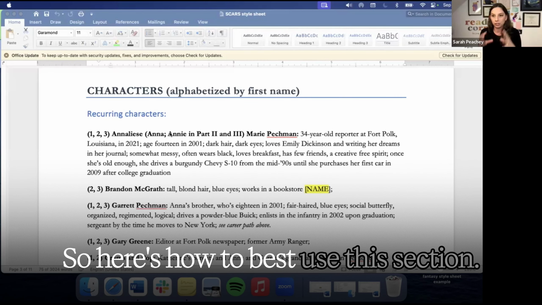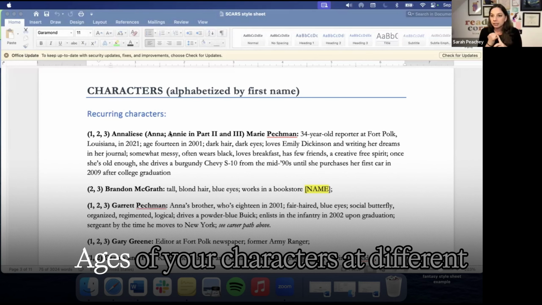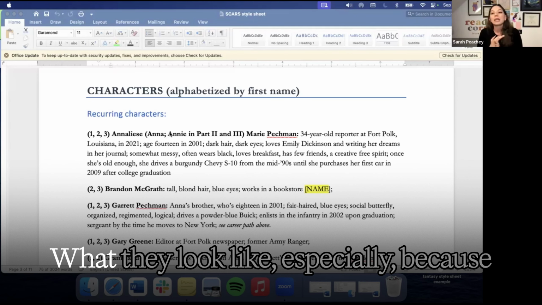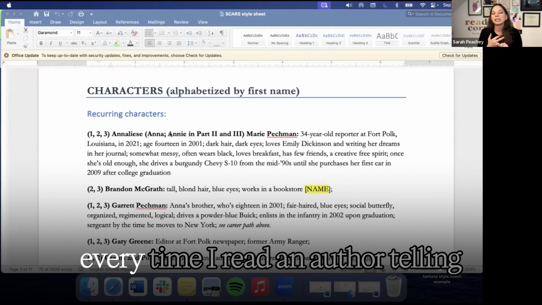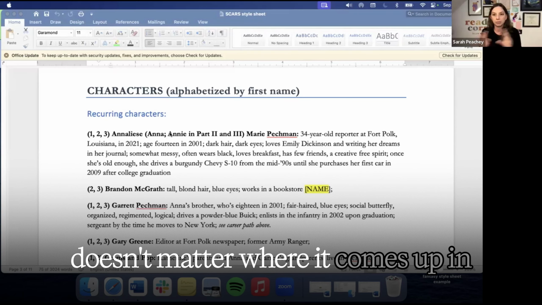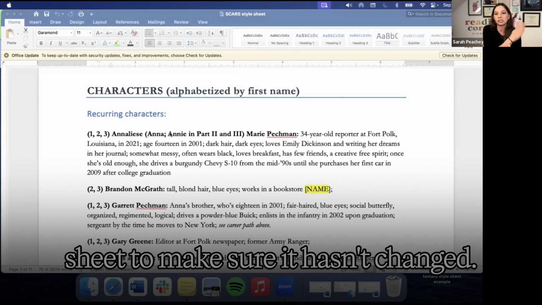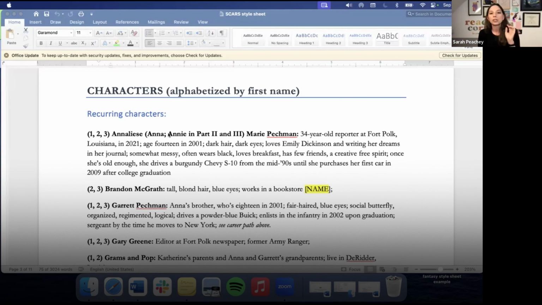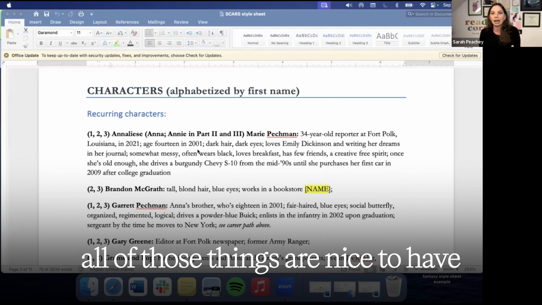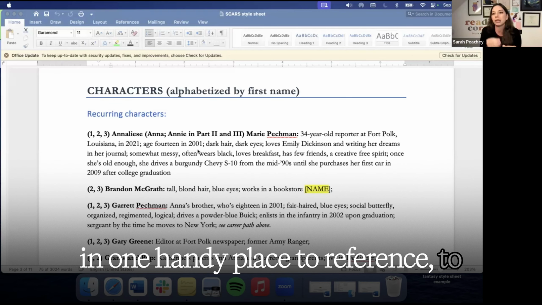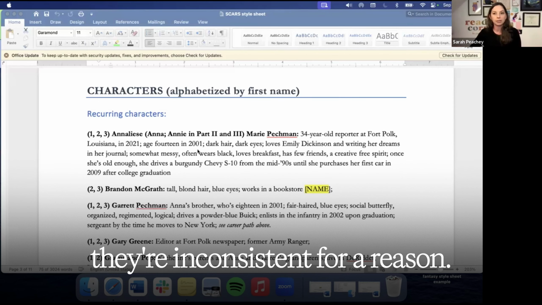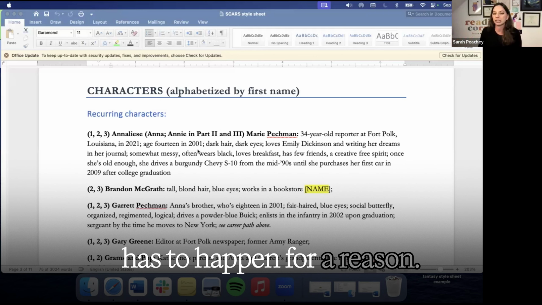So here's how to best use this section. Ages of your characters at different points in the story should be associated with their character name, what they look like, especially because every time I read an author telling me what someone's hair color is, doesn't matter where it comes up in the book, I'm going back to their style sheet to make sure it hasn't changed. So eye color, hair color, their interests, parts of their personality, all of those things are nice to have in one handy place to reference to make sure that the characters stay consistent. Or if they're inconsistent for a reason. There's nothing wrong with that inconsistency, but it has to happen for a reason.